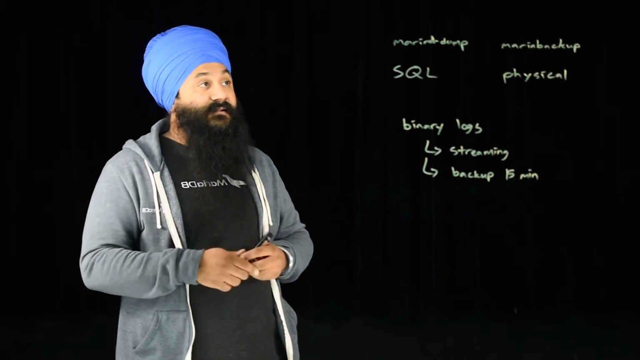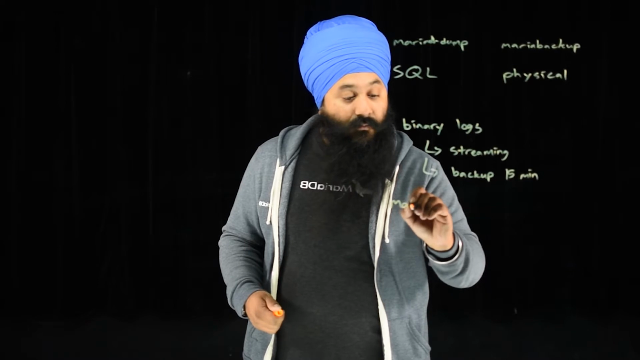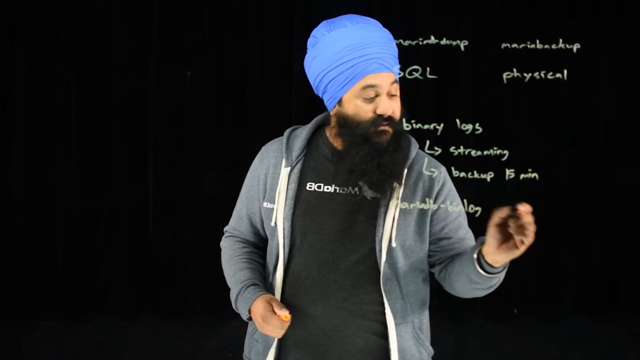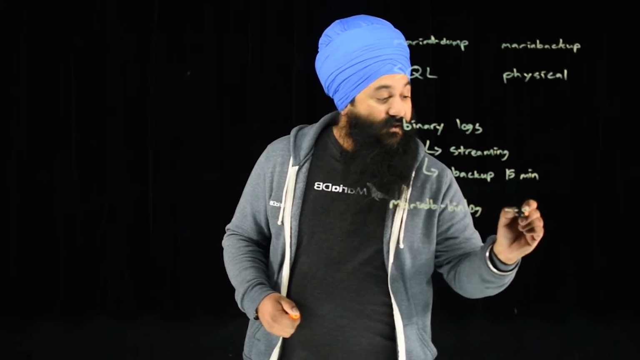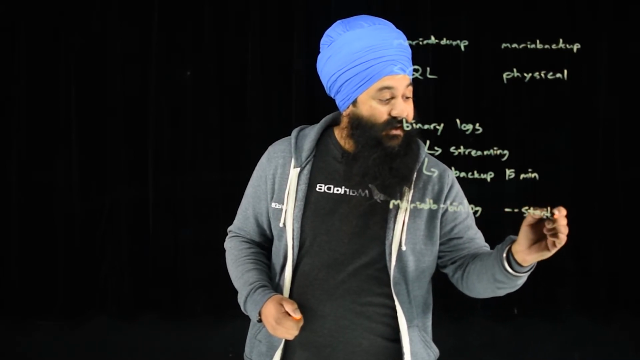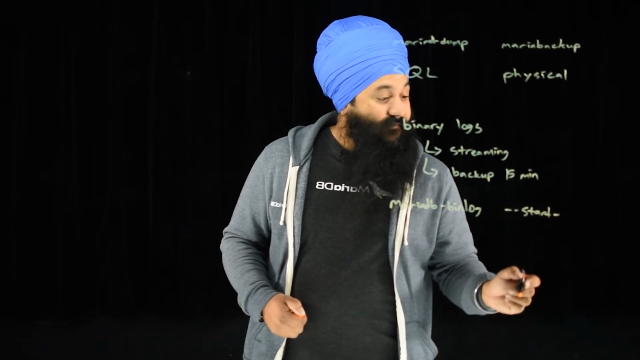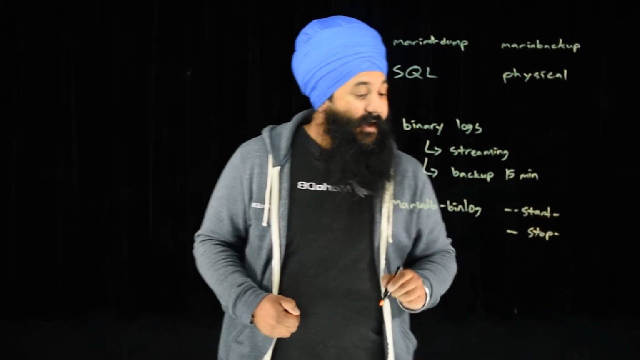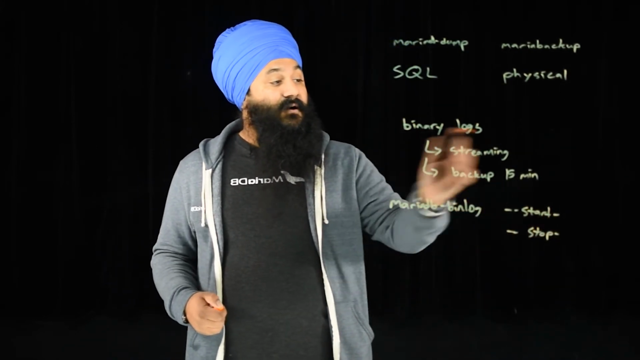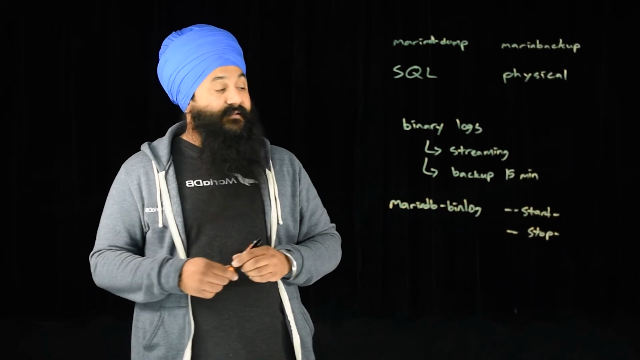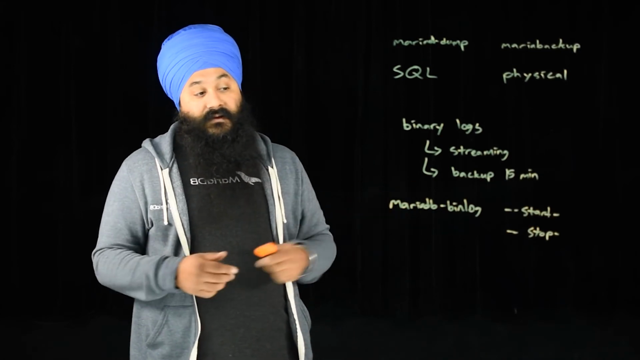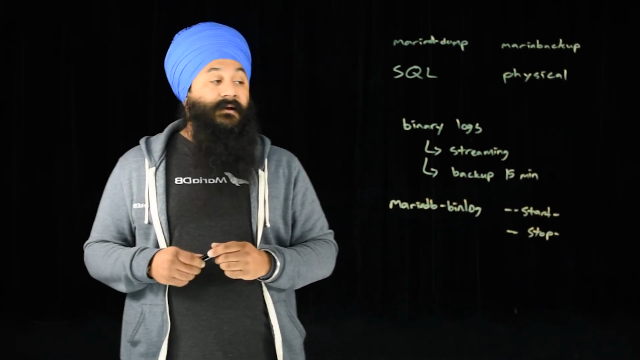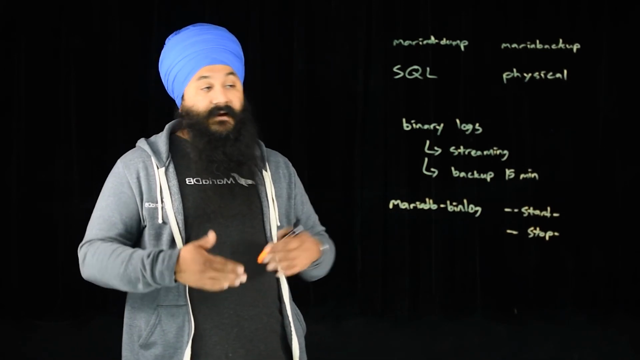So what you would do is something like mariadb-binlog, and you would give it a start position or a start time. And from there, you could also give it a stop time or stop position. And it will basically replay those logs into your server until that point. And then you're up and running. So that's basic point-in-time recovery with MariaDB and how it's been done. Thank you.